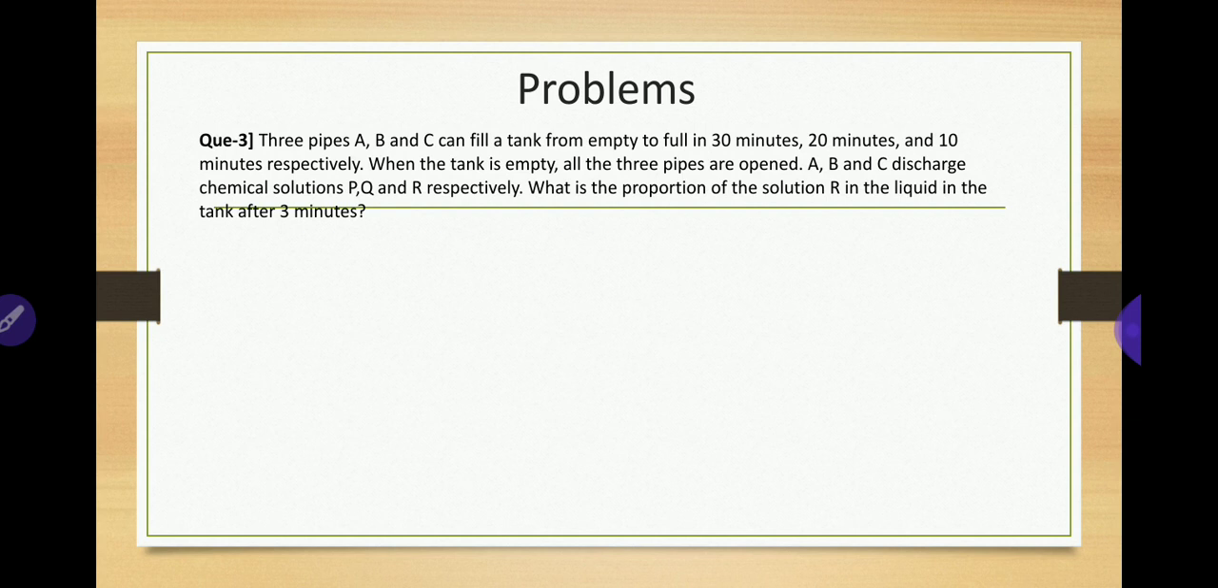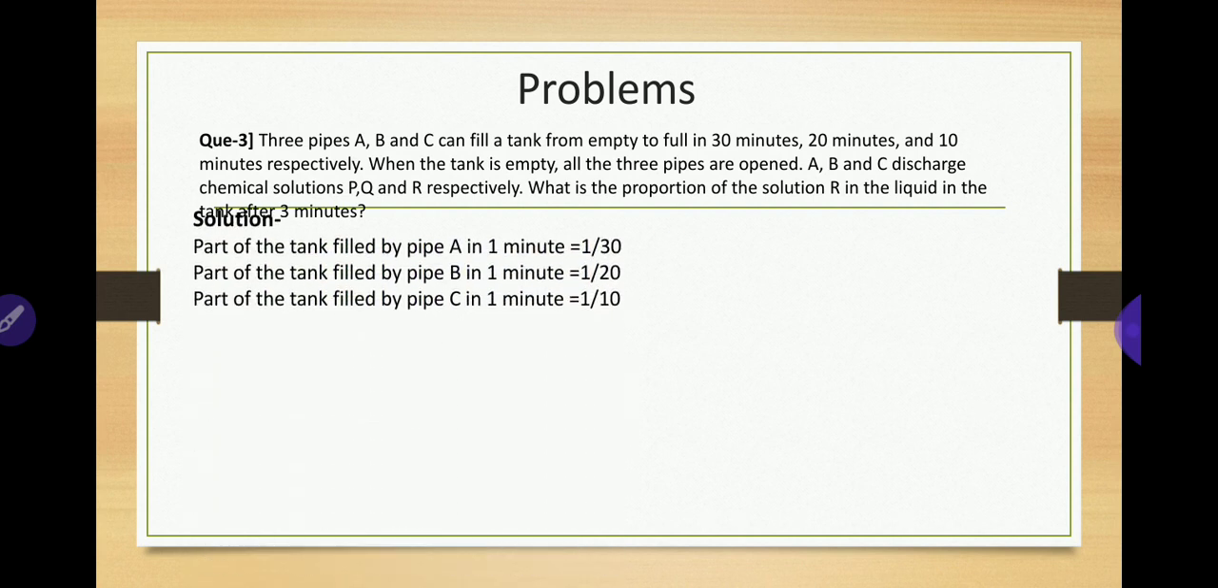That means the capacities of pipes A, B, C are given, and these pipes A, B, C are filling some chemical solutions in the tank, that is P, Q, R respectively. Then we have been asked, after 3 minutes, what is the proportion of that solution R with respect to the total solution prepared by P, Q, R in 3 minutes. So we can find the capacity of each pipe, that is, the part filled by pipe A in 1 minute is 1 upon 30, the part filled by pipe B in 1 minute is 1 upon 20, and similarly the part filled by C in 1 minute is 1 upon 10.